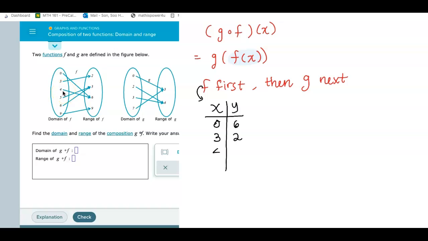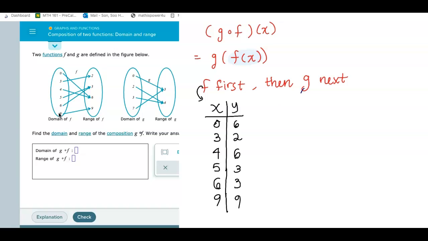4 is going to 6. 5 is going to 3. 6 is going to 3. 9 is going to 9. Okay, so that's good. Now I'm going to do my G table, okay, G.